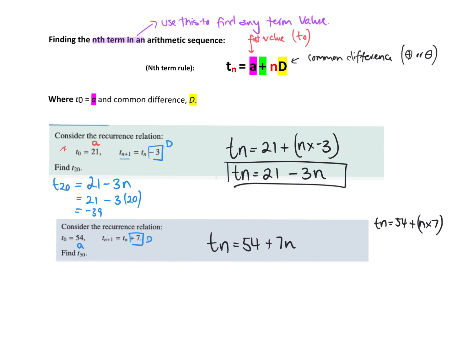All right, so now because we want to find out what T50 is, every time in that formula where I see an n, I will put a 50. Okay, so it ends up being 54 plus, what's that, 350? Yeah? So 404.